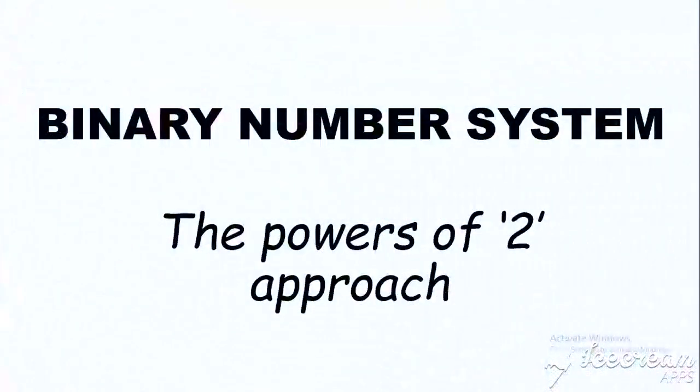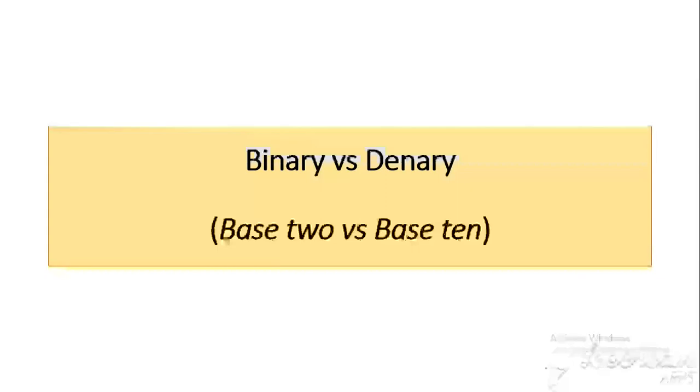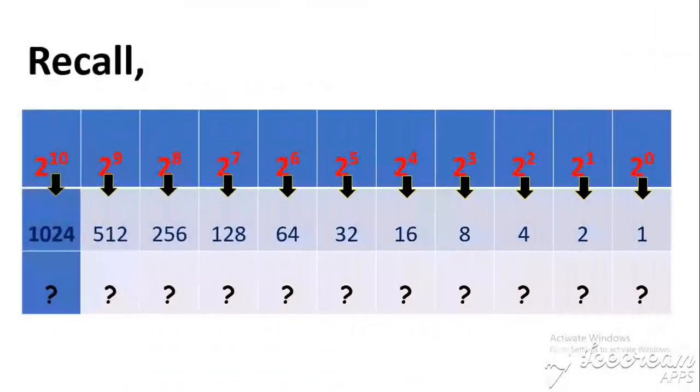Binary number system, the powers of two approach. Let's deal with it. Binary versus denary, otherwise known as base 2 versus base 10. This is the power of two table that is going to be required. The powers imply the number of times that 2 is multiplied by itself, and these are the equivalents here.